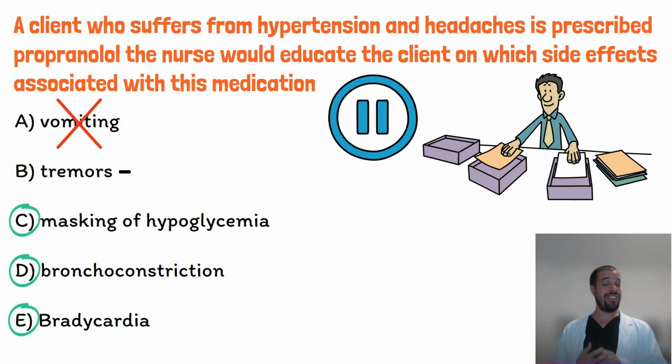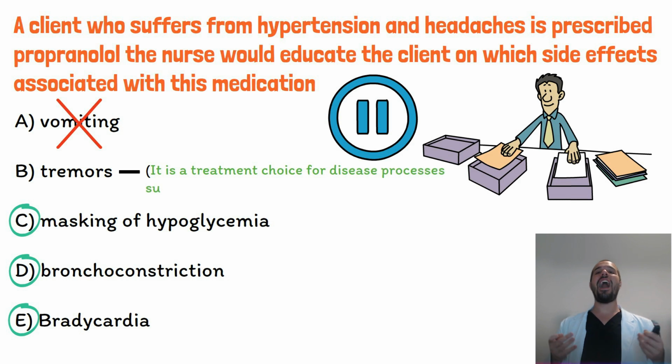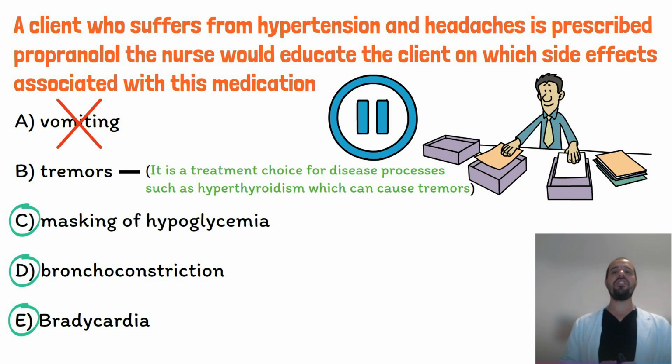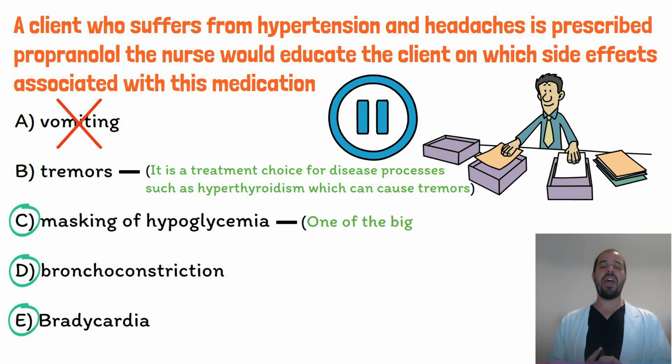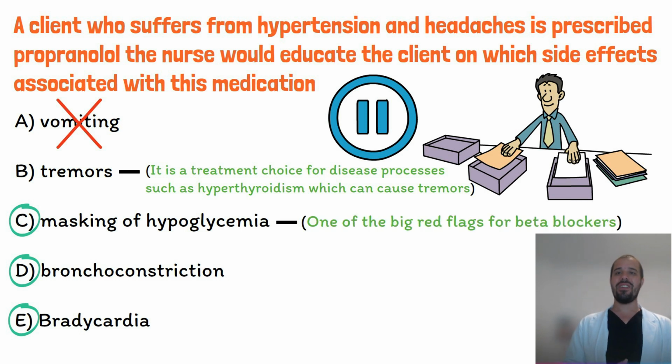B, tremors. This is not correct because as we know, this medication actually treats tremors. It is a treatment choice for disease processes such as hyperthyroidism, which can cause tremors. C, the masking of hypoglycemia. This is a correct answer as it's one of the big red flags for beta blockers.